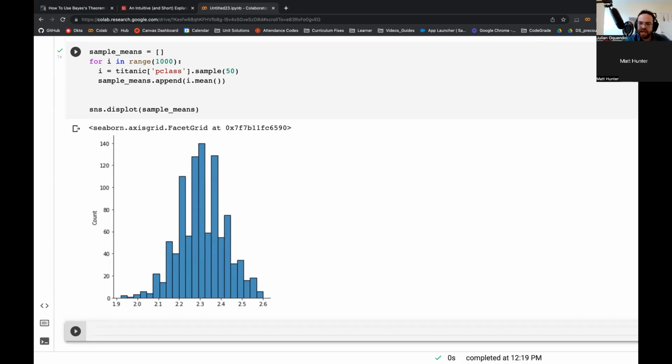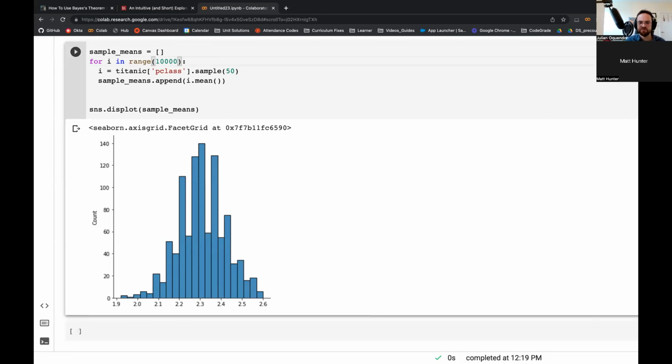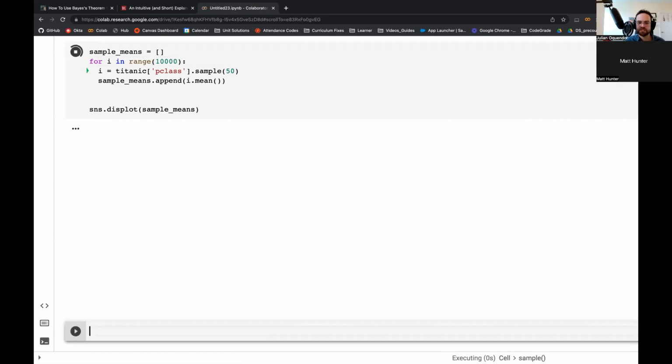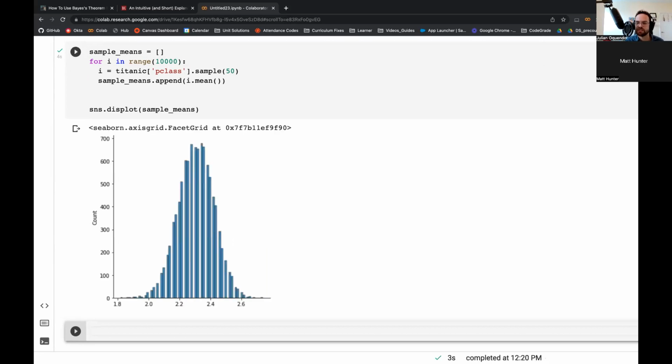And this is essentially a fundamental theory of statistics, where if you continue to take larger and larger samples from your values, or an increasing number of samples, you can expect your results to look more like a normal distribution.